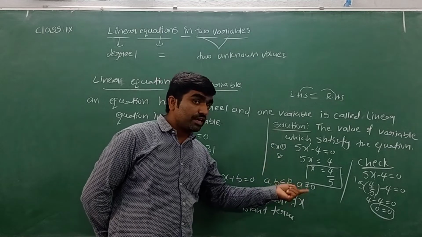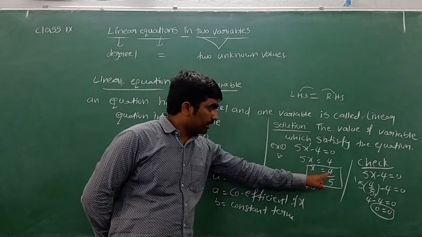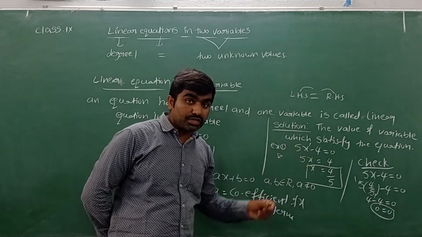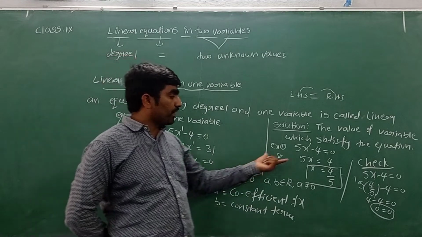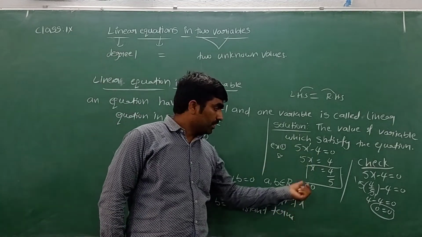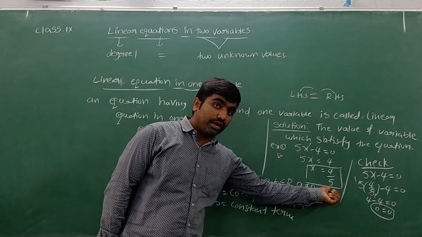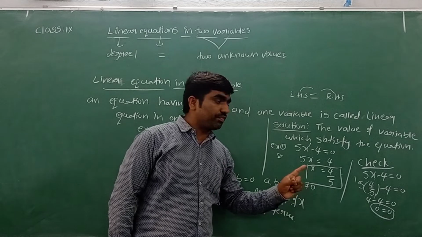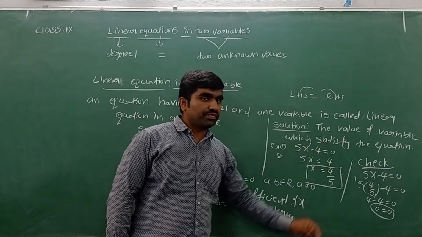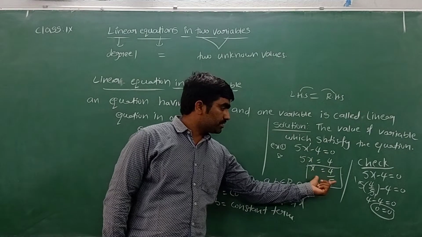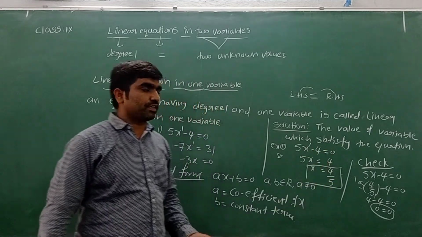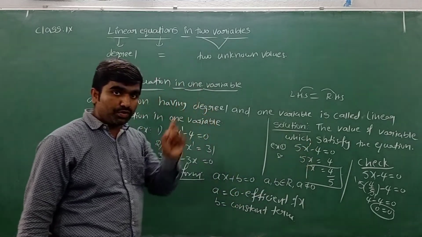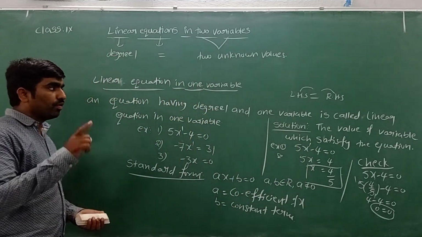Think about it once. Is there any other solution, other than this 4 by 5? How can we find that solution? How many solutions are possible for a linear equation in one variable? Yes, x equal to 4 by 5 is the only solution of this linear equation in one variable. No other value of x will satisfy the equation. Only this value satisfies the equation. So from this, what can we conclude? A linear equation in one variable has a unique solution.